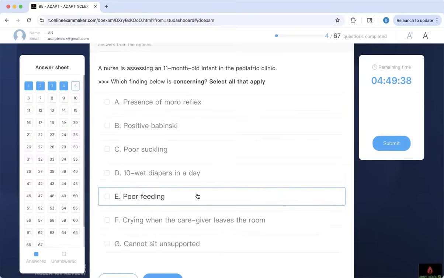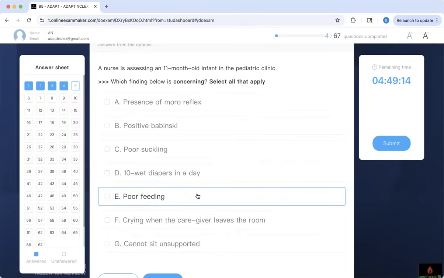This is Pete, random Pete, right? Don't worry, I got you. I'll give you the normal findings. So pediatric nursing is the next question. Write it down. Try to answer this one because they are high yield facts. You can't run away from it. An 11-month-old infant in the pediatric clinic, which finding below is concerning?